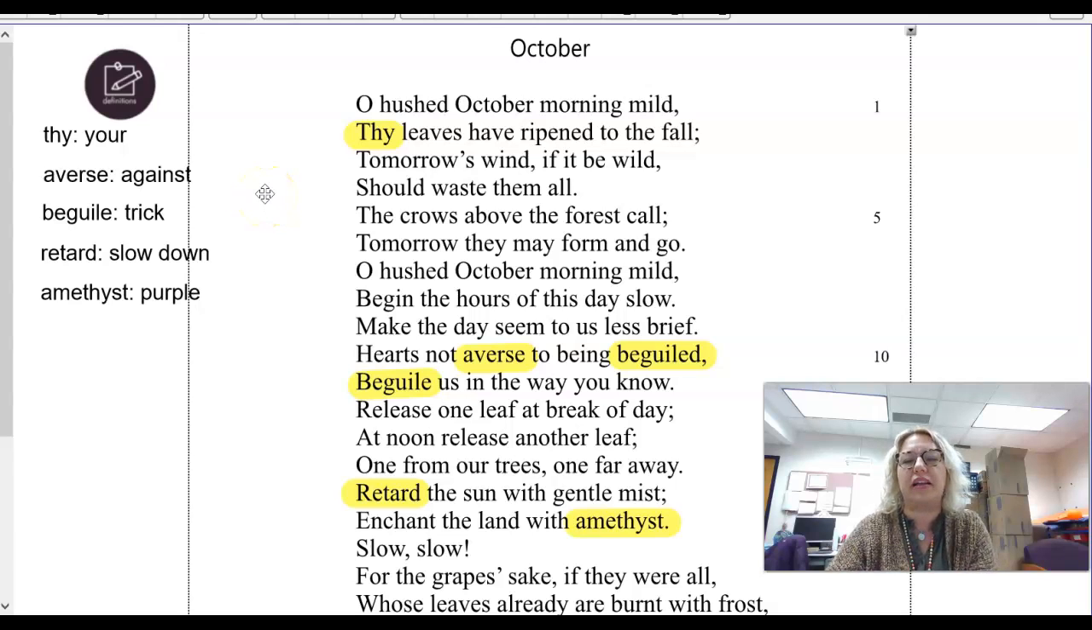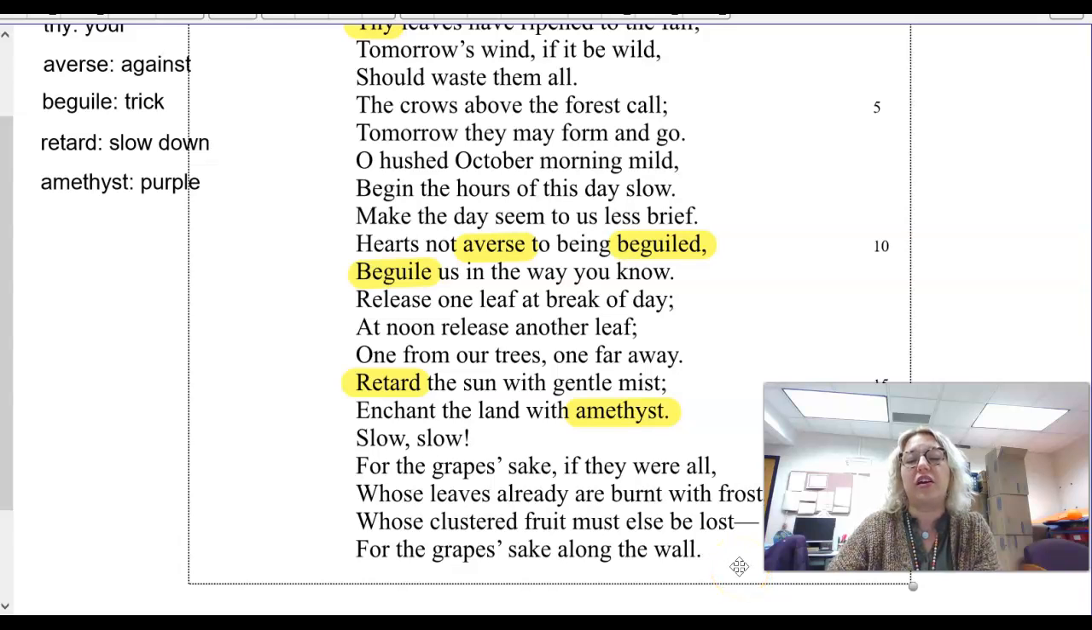Oh, hushed October morning mild, thy leaves have ripened to the fall. Tomorrow's wind, if it be wild, should waste them all. The crows above the forest call, tomorrow they may form and go. Oh, hushed October morning mild, begin the hours of this day slow. Make the days seem to us less brief. Hearts not averse to being beguiled, beguile us in the way you know. Release one leaf at break of day, at noon release another leaf, one from our trees, one far away. Retard the sun with gentle mist, enchant the land with amethyst. Slow, slow, for the grape's sake, if they were all, whose leaves already are burnt with frost, whose clustered fruit must else be lost, for the grape's sake, along the wall.